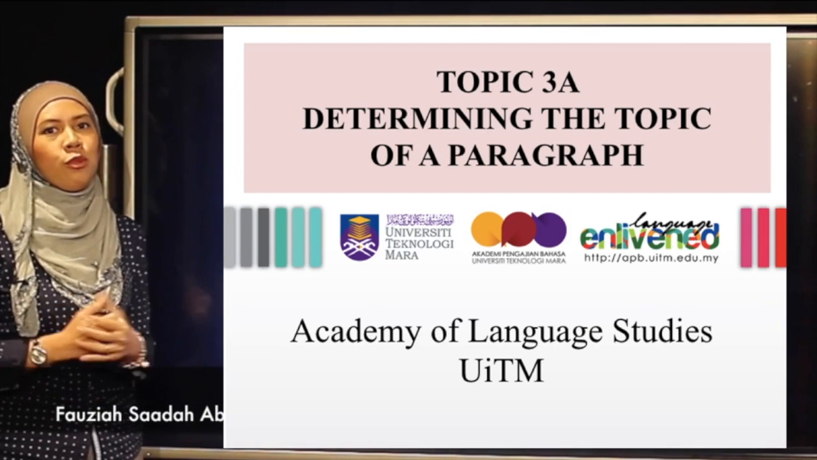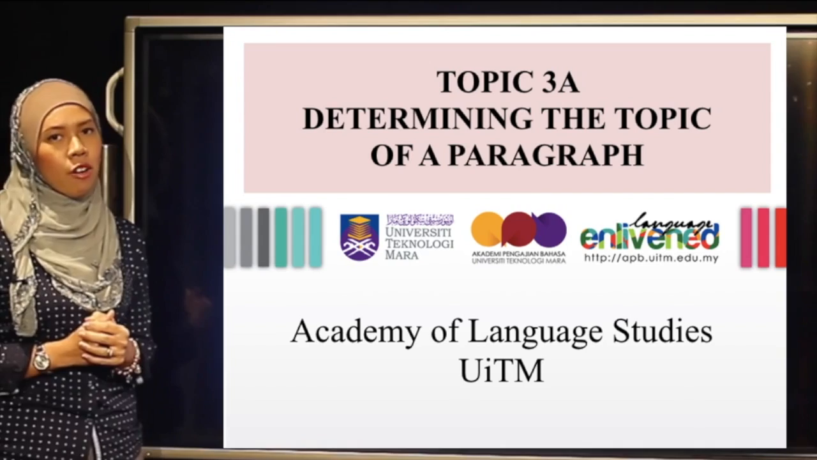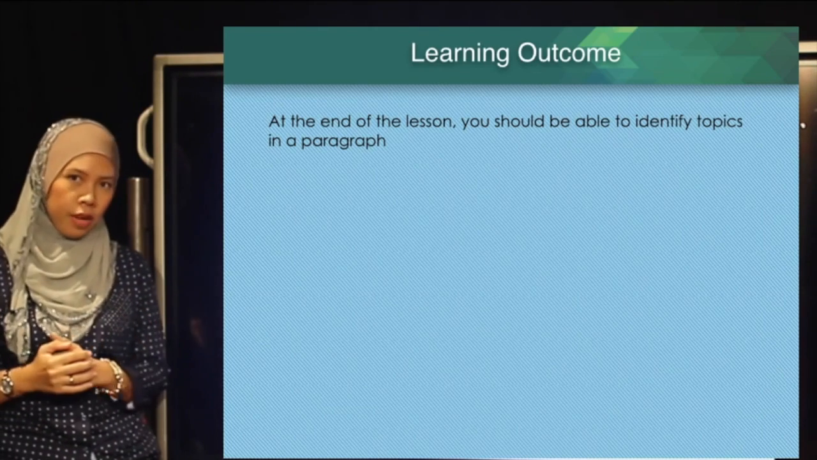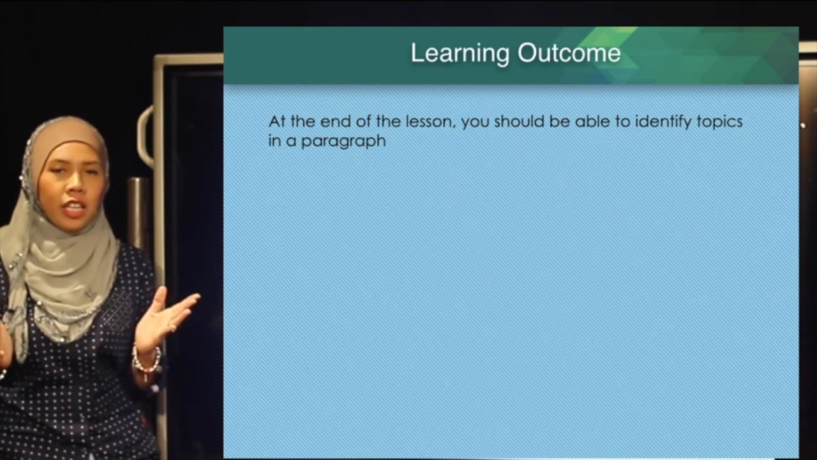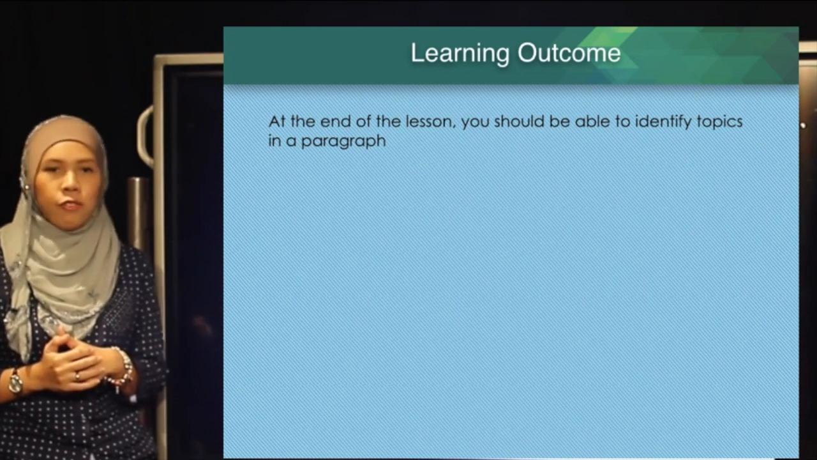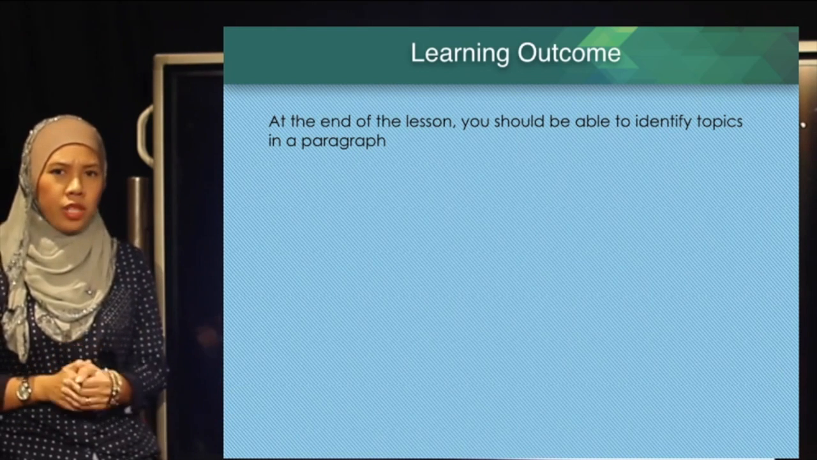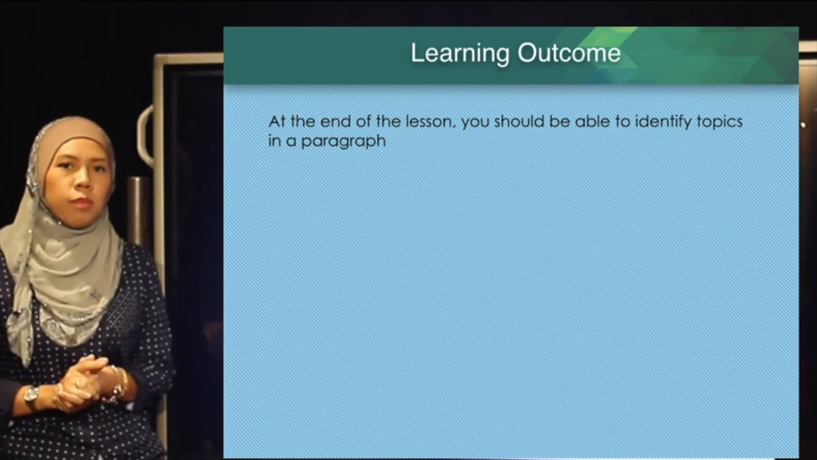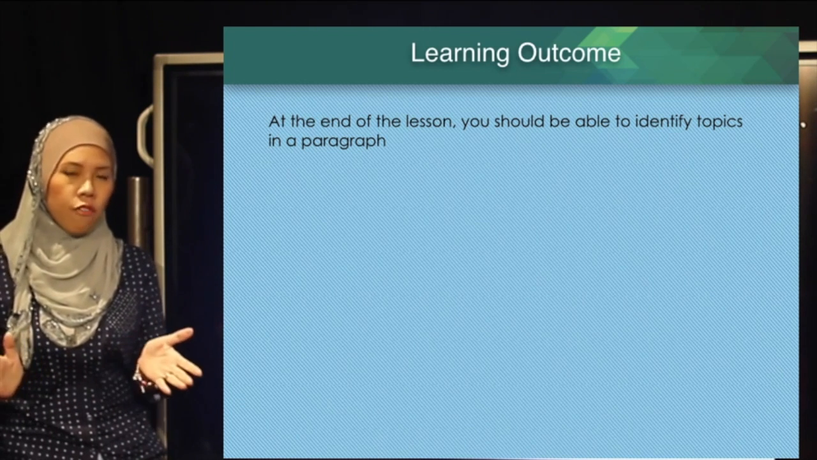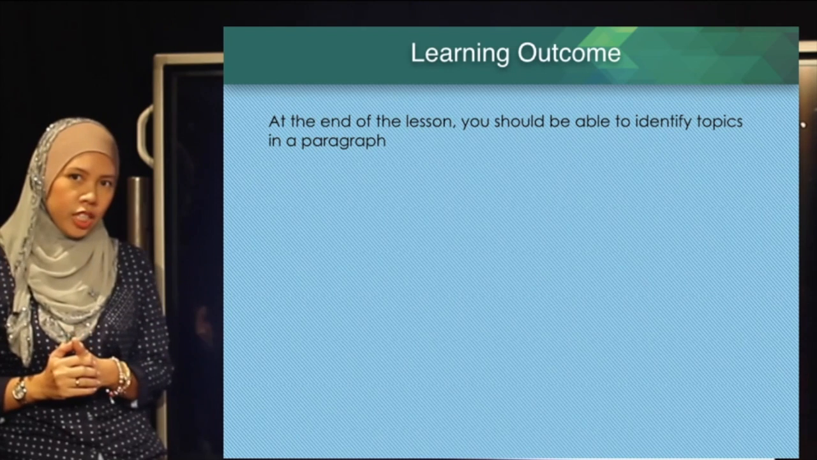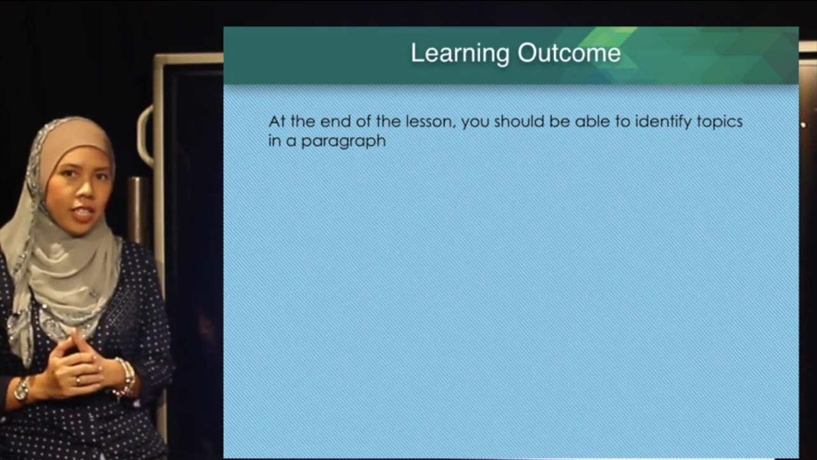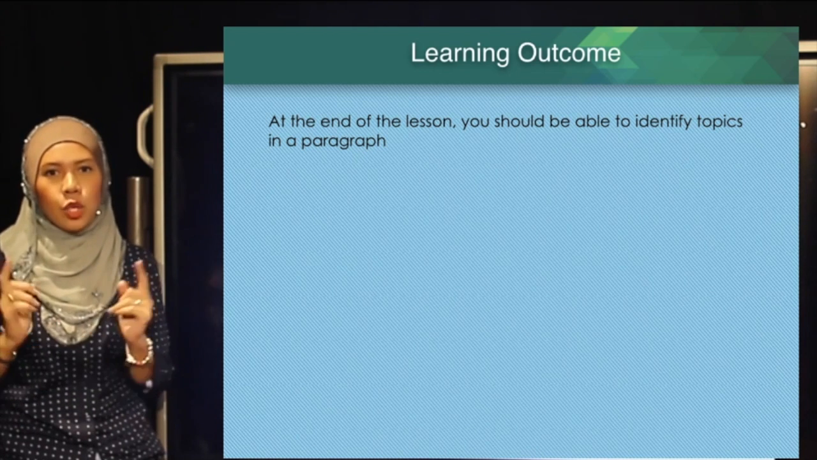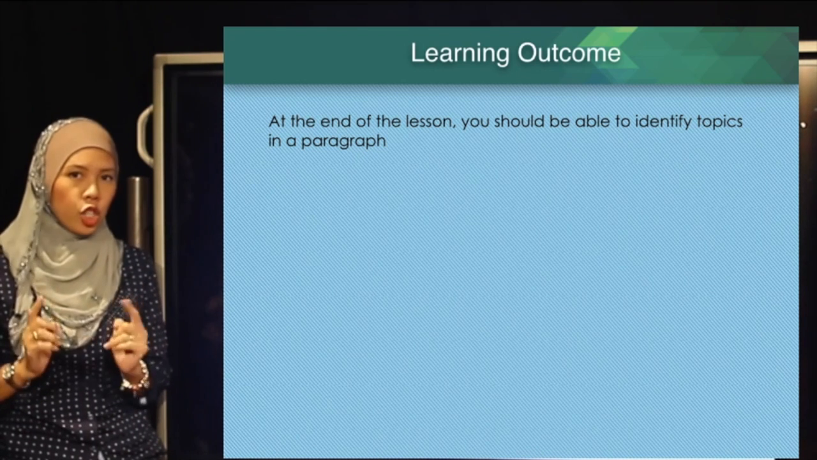Hi, welcome to topic 3, determining the topic of a paragraph. In this topic, you will learn how to identify topics in a paragraph. Identifying a topic can help you to find the author's main idea. When you are reading, it is important to look for a general subject of the selection. This will help you determine the main idea of the paragraph or passage that you are reading. Understanding the main idea is key to good comprehension. But before you can do that, you need to be able to identify its topic first.